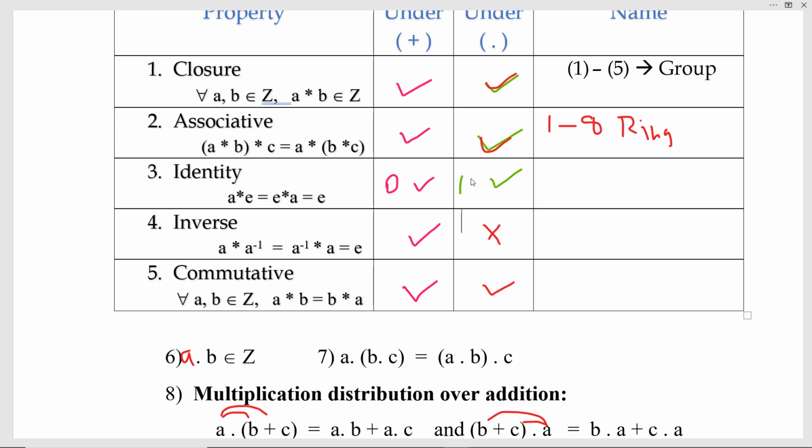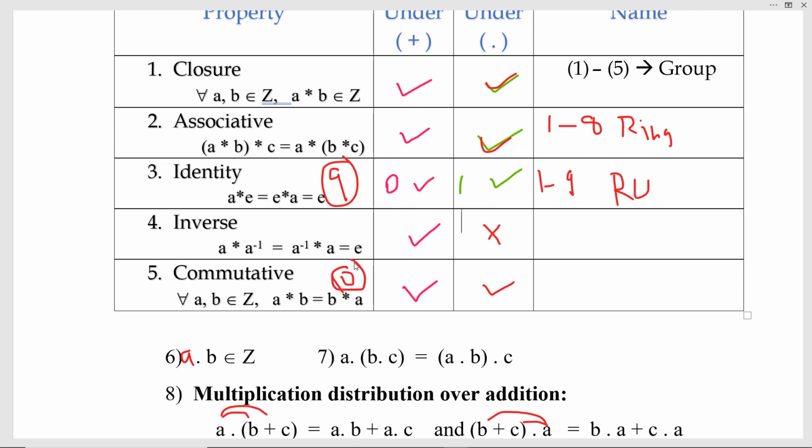So consider this as the 9th condition. So 1 to 9, if it satisfies the conditions 1 to 9, it means a ring with unity. I shortly write RU. And then for this set Z, the inverse does not exist, so leave this. And then the commutative property is satisfied, so consider this as the 10th condition.